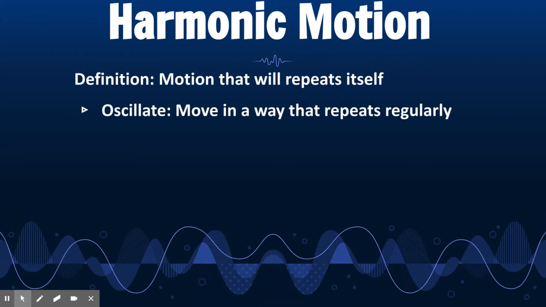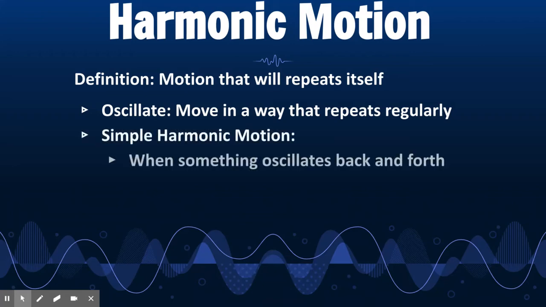A lot of times we refer to that as an oscillation. An oscillation is a movement in a way that repeats itself regularly. So an oscillation will go up and down, up and down, or in a circle, in a circle, multiple times. When we look at it, we talk about simple harmonic motion, and that's when something oscillates, moves back and forth in a repeated regular pattern, and it's not going in a bunch of different ways.